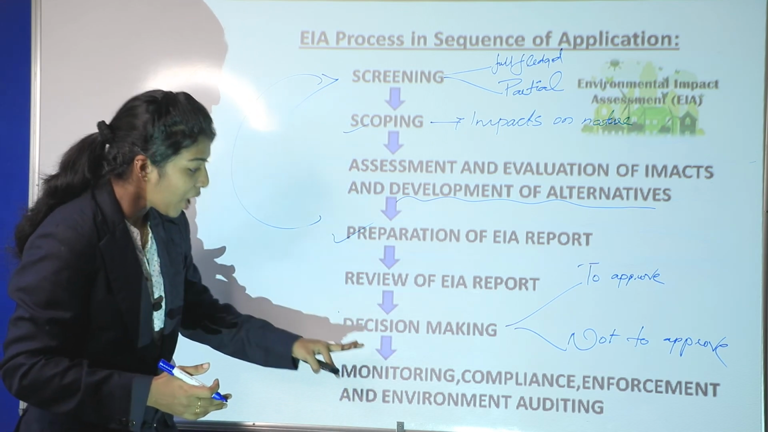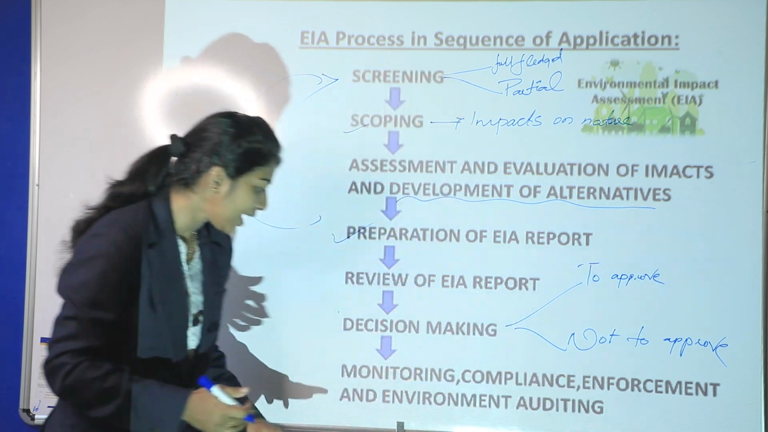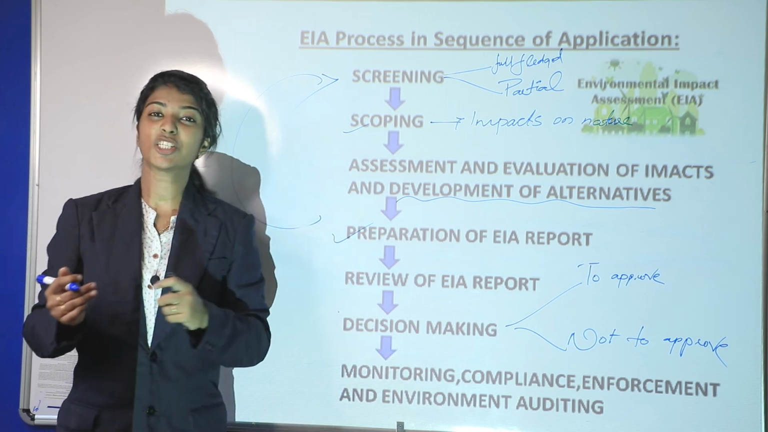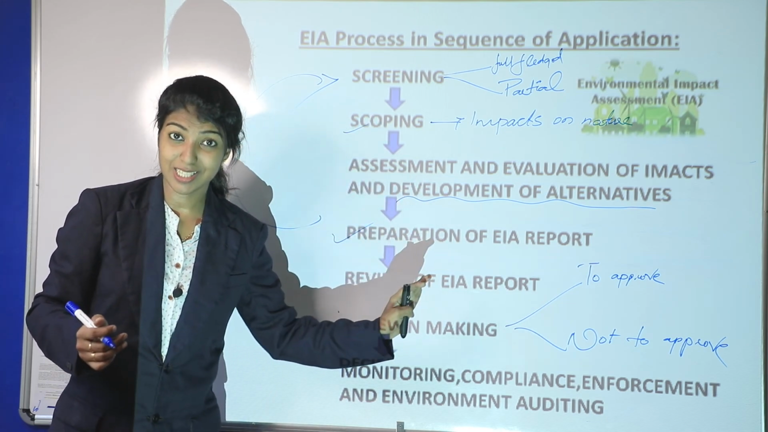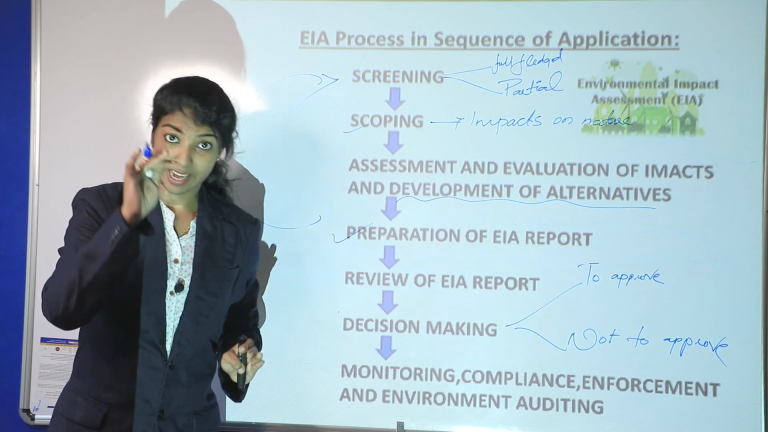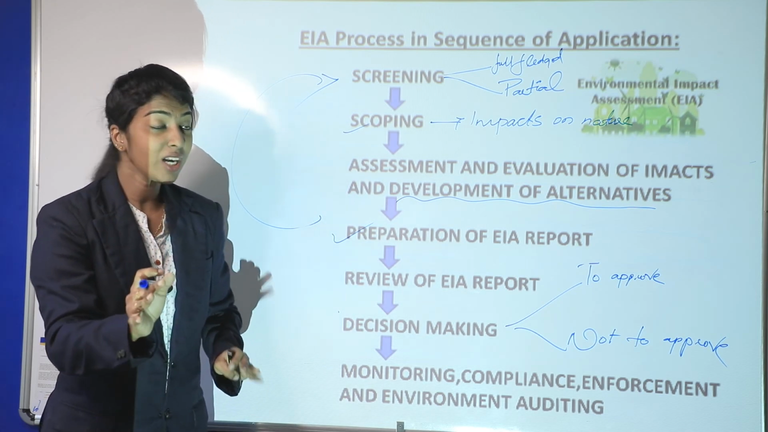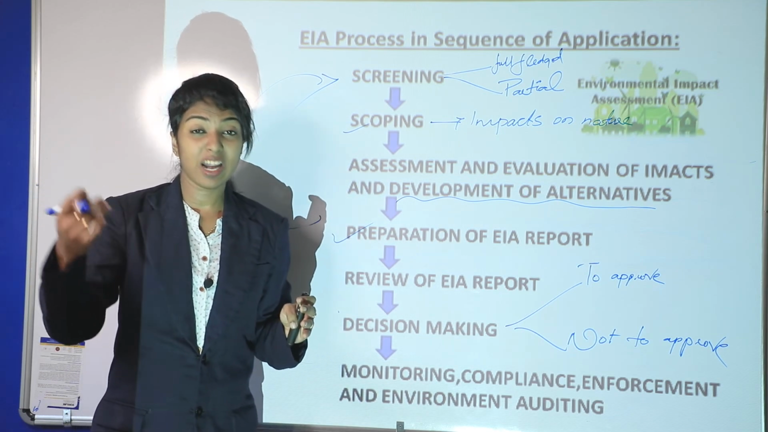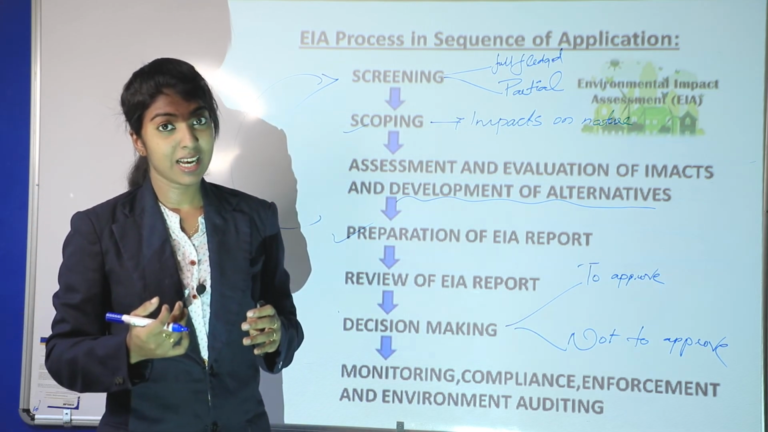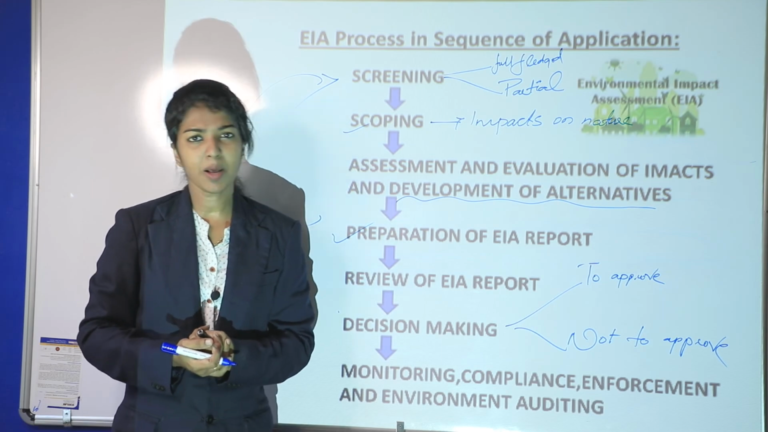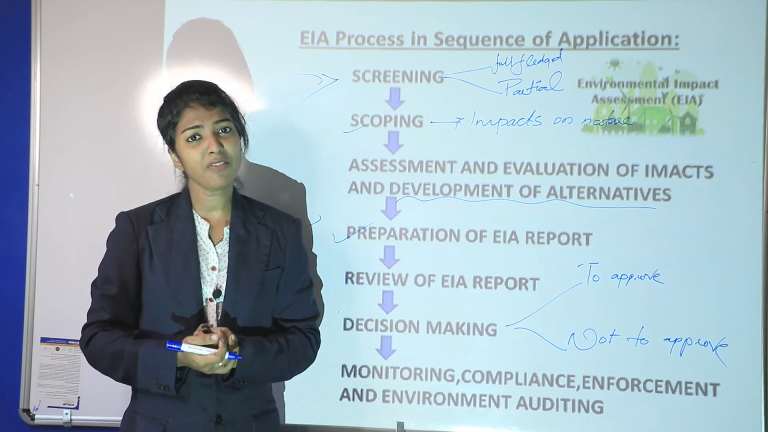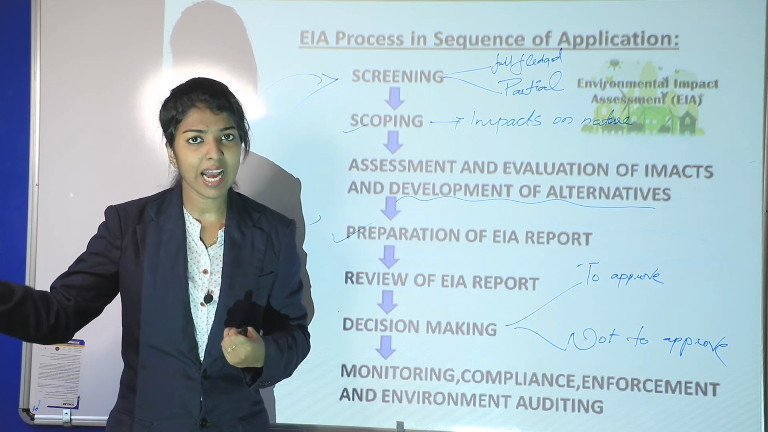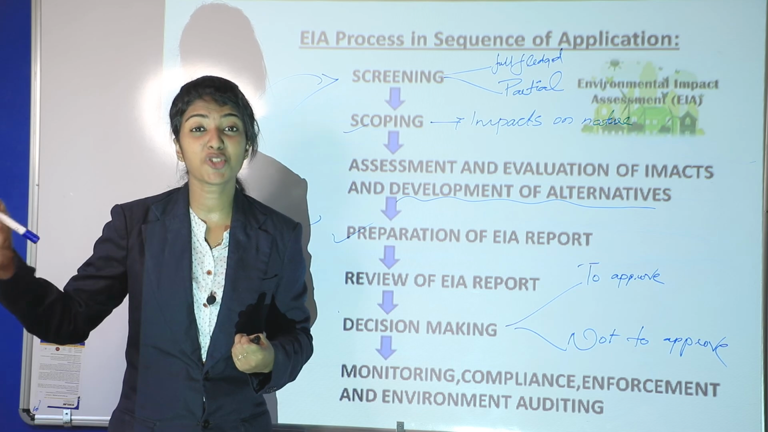Then finally, monitoring, compliance, enforcement and environment auditing. After implementing, proper monitoring should be done, a proper compliance system should be implemented, proper enforcement based on all the above categories should be done, and proper environment auditing. The reason is, when we place an industry and an incinerator there, after a periodic time, proper maintenance should be done.